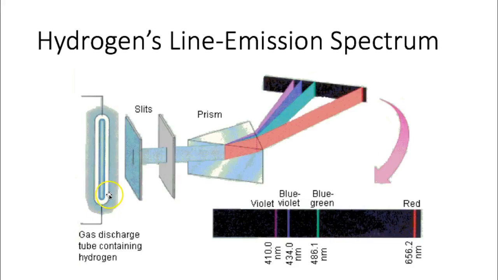So here we see we've got the gas discharge tube, and the light is being shown through this slit, and it's hitting a prism, and when it hits the prism it's separating into these discrete specific wavelengths of light. So we have a red one, a teal one, a bluish violet one, and then a violet one. And we can see what the emission spectrum looks like here. So we have discrete specific lines that show where the wavelength of light is being shown.